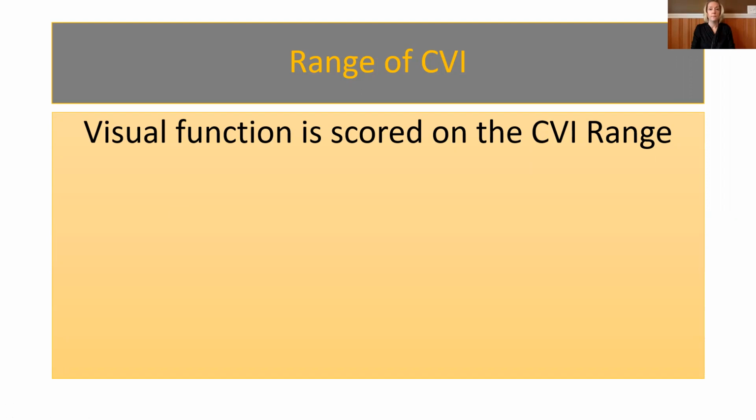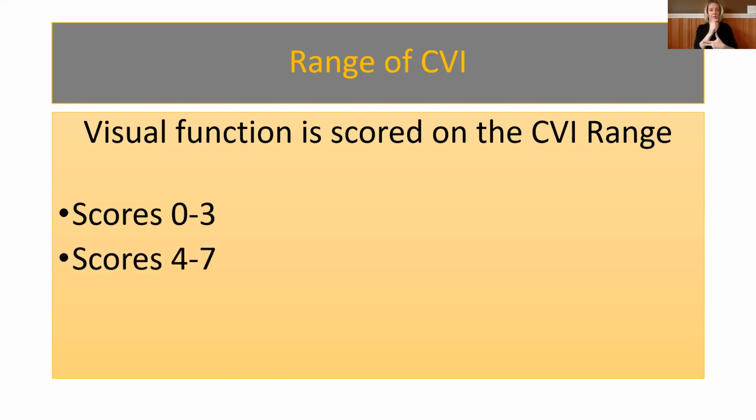I love it. So we score our students' functional vision. When we assess their functional vision, they get scored on the CVI range. The assessment is scored from 0 to 10, with 0 being little or no visual attention and 10 being typical visual responses. And so our students who score a 0 to 3 on the CVI range fall into phase 1. Students who score a 4 to 7 on the CVI range are placed in phase 2. And a score of 8 to 10 places students in phase 3.